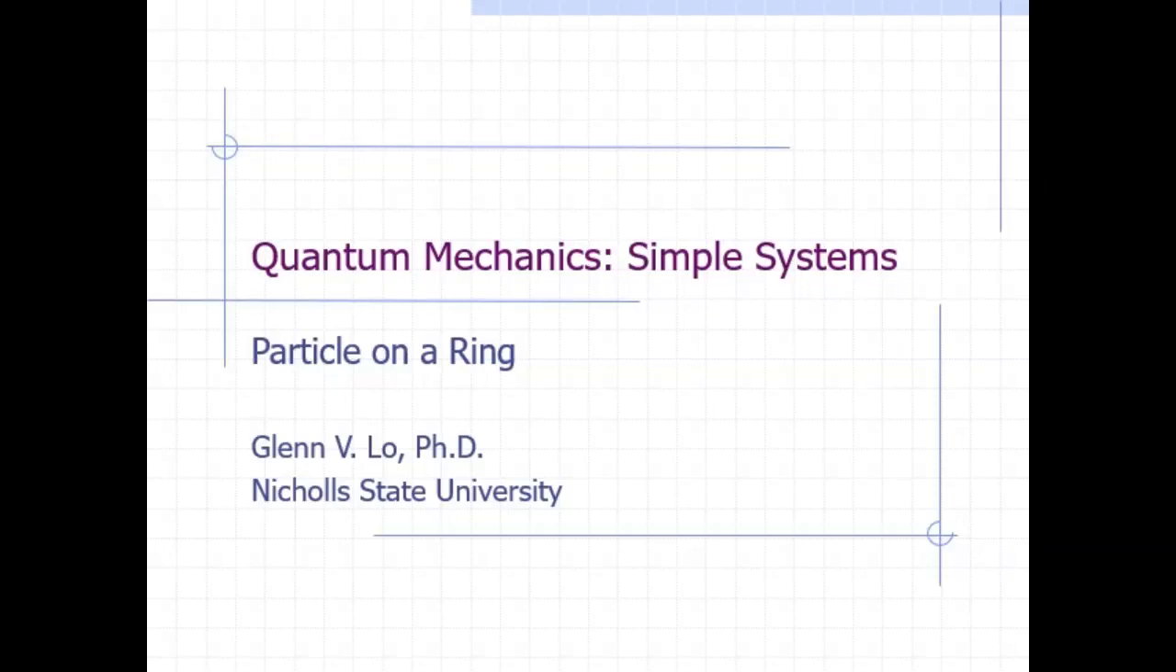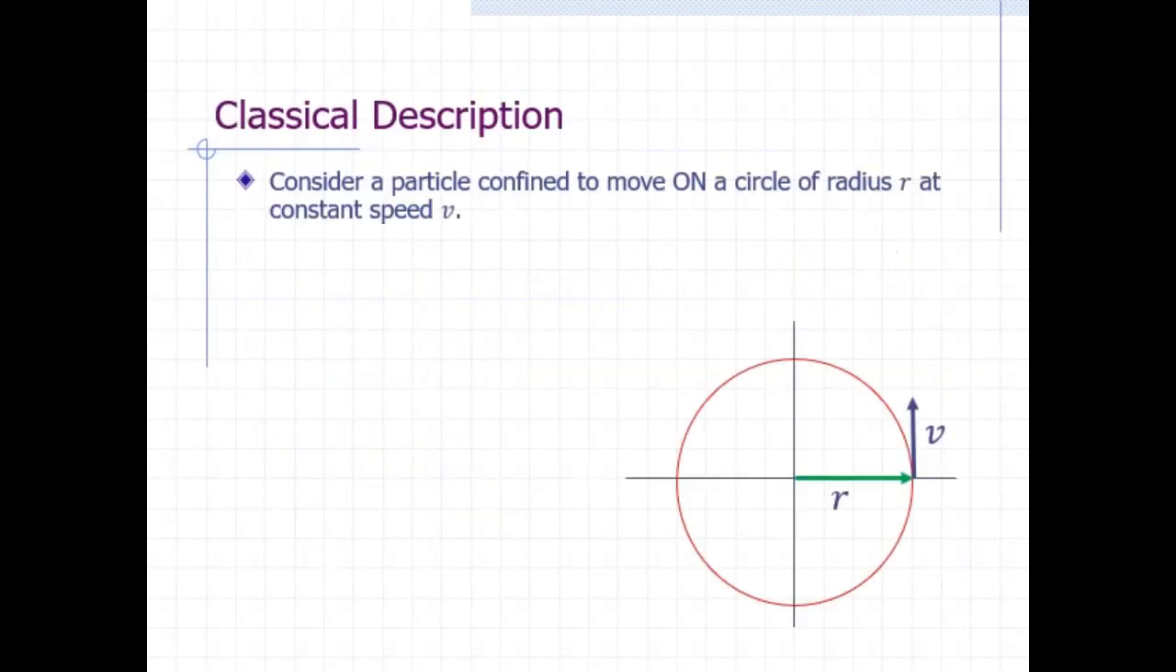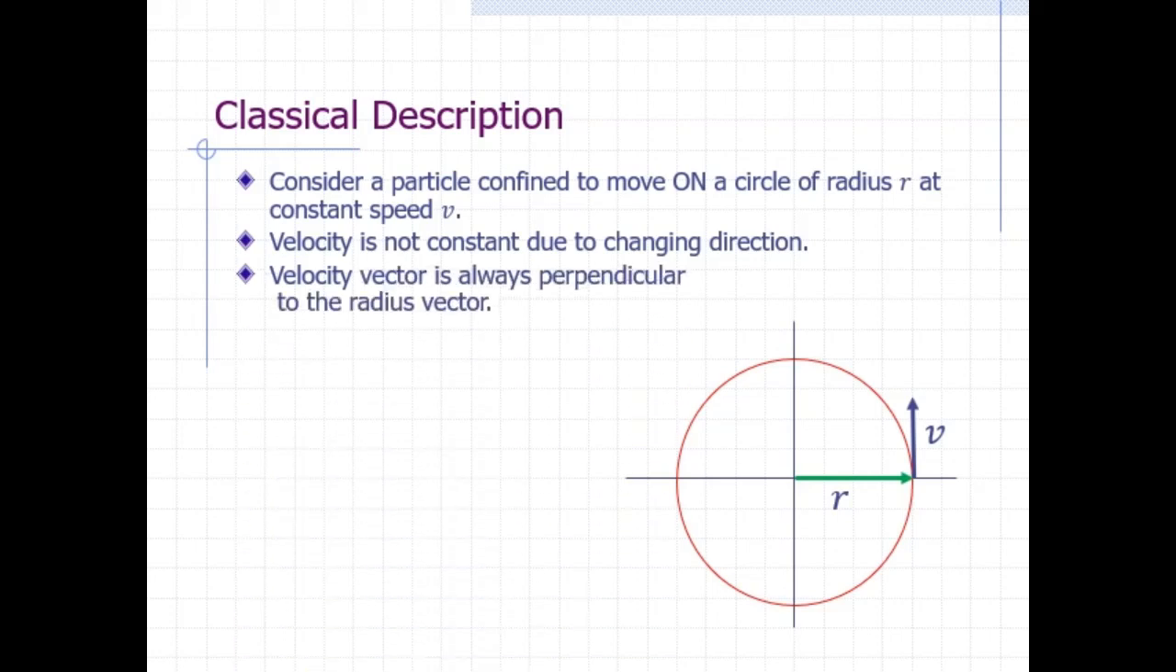In this lesson, we will look at the particle on a ring. The term particle on a ring refers to a particle that is confined to move on a circle of radius r at constant speed v. The velocity of the particle is not constant because even though its speed is constant, the direction of motion is always changing. The direction of the velocity vector is perpendicular to the radius vector, its displacement from the center.